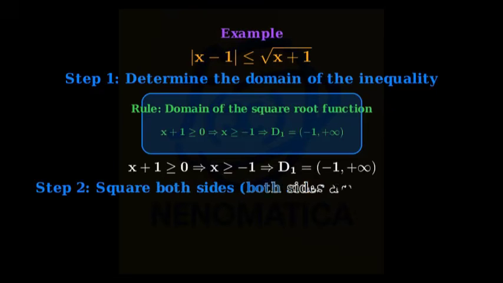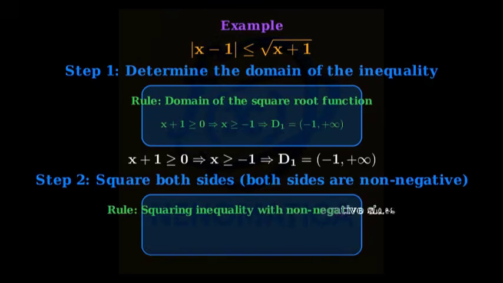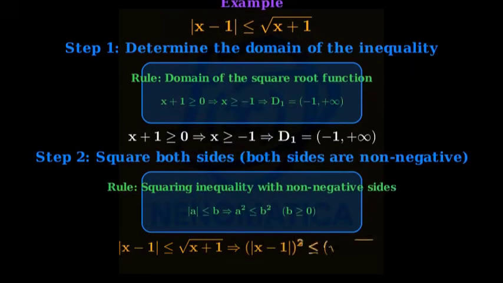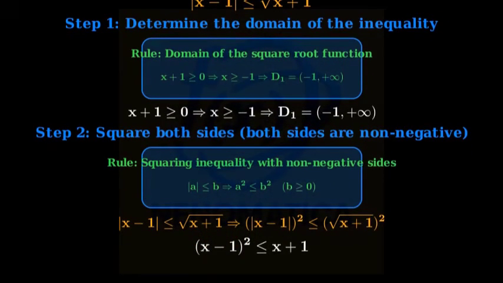Step 2. Square both sides because both expressions are non-negative. We have the absolute value of x minus 1 less than or equal to the square root of x plus 1, which after squaring becomes the quantity absolute value of x minus 1 squared less than or equal to the quantity square root of x plus 1 squared. That simplifies to the left side (x minus 1) squared and the right side x plus 1.